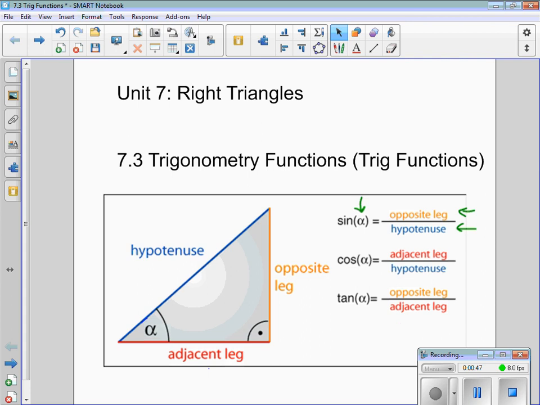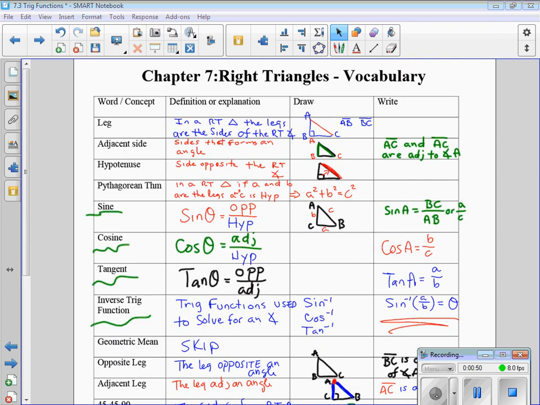Make sure you have those trig functions written down in your notes. We did all of our vocabulary in 7.1, and so today I'm just going to refer back to that page. We're looking at sine, cosine, tangent, and inverse trig functions. If for some reason you did not write those into your vocabulary sheet, here's a great opportunity to do so. Okay, all right, let's continue on.